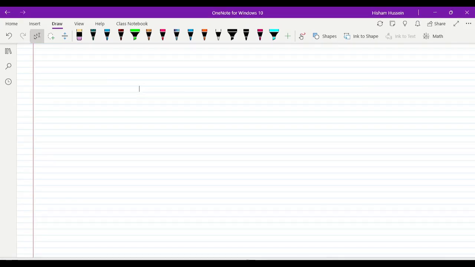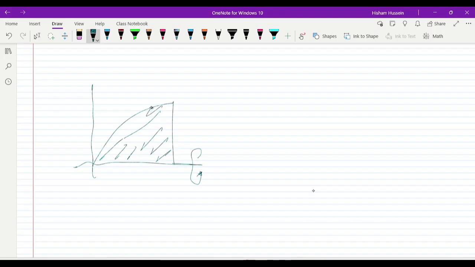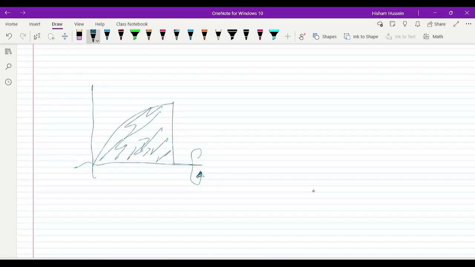The disk method that we discussed recently works if the axis of rotation is one of the borders of the rotating area, like this one. Here, we are assuming that we are rotating this area about the x-axis. Okay, so here we use the disk method.